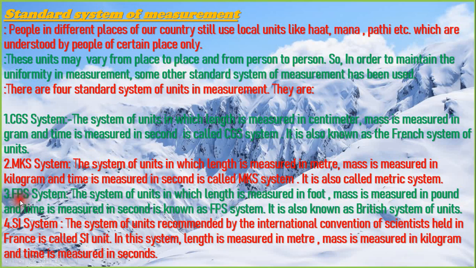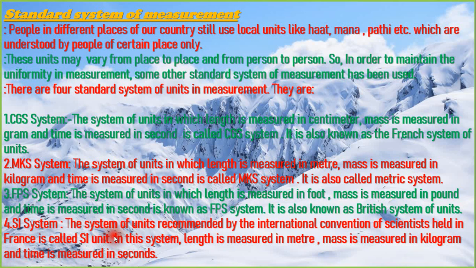Now let's discuss the FPS system. Like the other two systems, we can become clear about the FPS system by looking at these three letters. Here F represents foot, P represents pound, and S represents second. The system in which length is measured in foot, mass is measured in pound, and time is measured in second is known as the FPS system. It is also known as the British system of units.